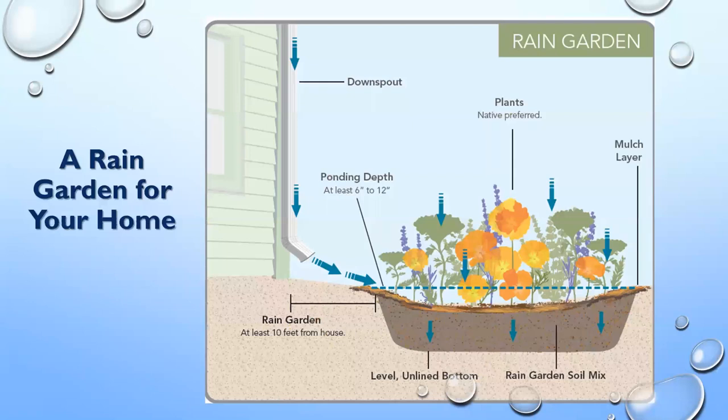And for your home, you really want to take a look at those rebate requirements for Palo Alto. And some of them are listed here in this diagram. And we're going to talk about them a little bit more at the end. And this is kind of what a rain garden looks like if it's coming right off your house. You can see the water coming down your downspout and flowing into your rain garden. And you're going to have 6 to 12 inches of ponding depth here.